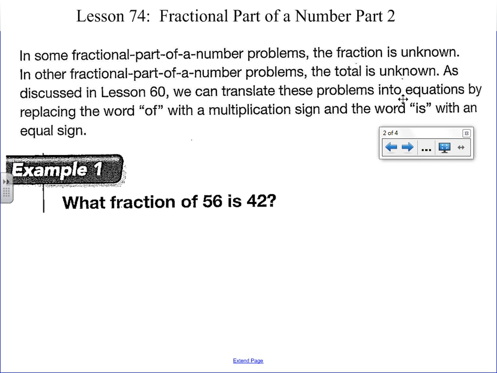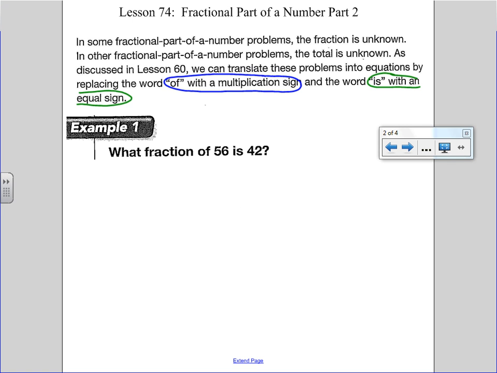As discussed in Lesson 60, we can translate these problems into equations by replacing the word of with a multiplication sign because of means to multiply, and the word is with an equal sign because is means equals.